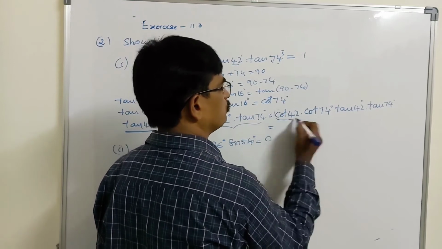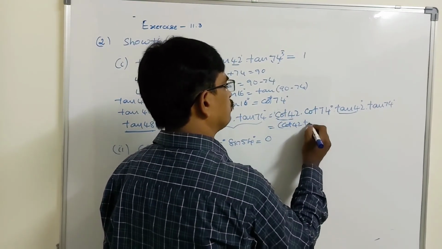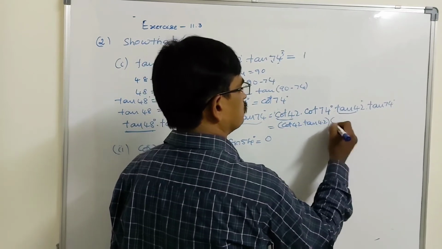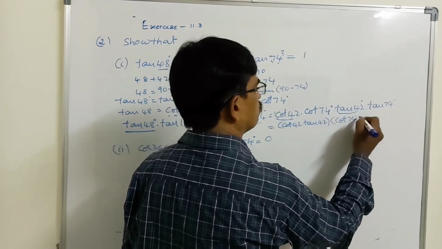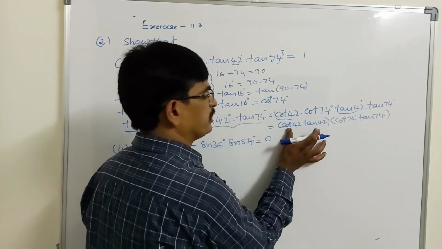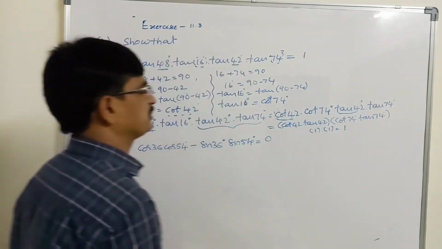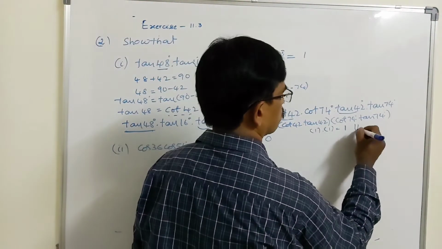So cot 42, tan 42 write in a group. Cot 42 into tan 42. Cot 74 into tan 74. Because cot theta and tan theta is 1, 1 into 1 is equal to 1. The final answer is 1. Hence proved.